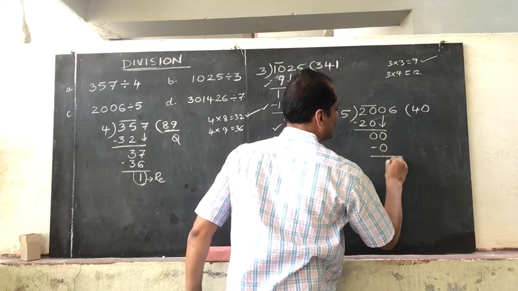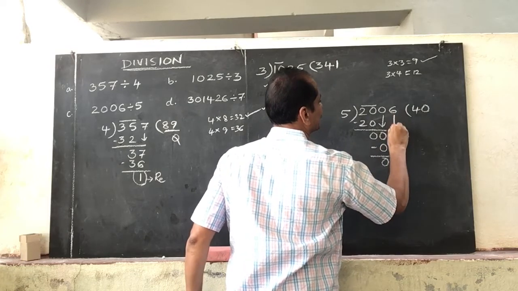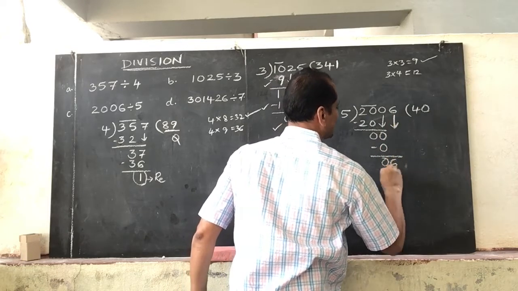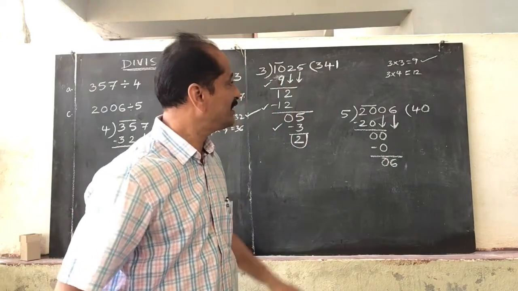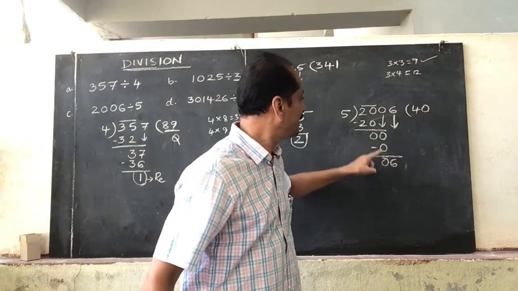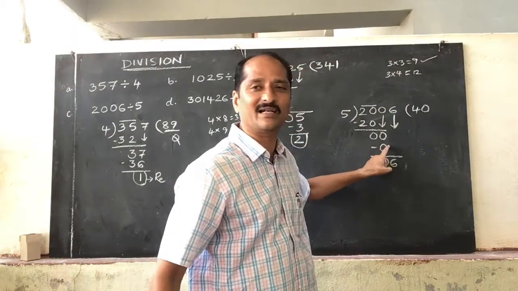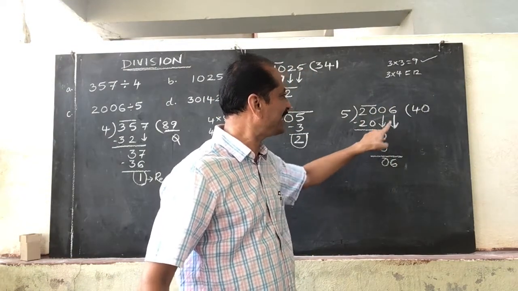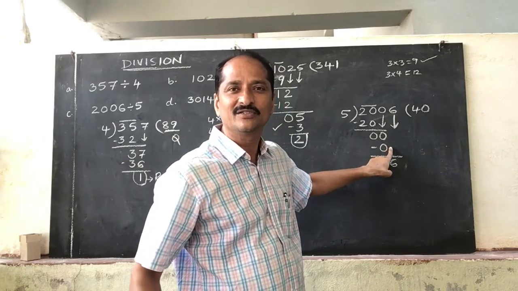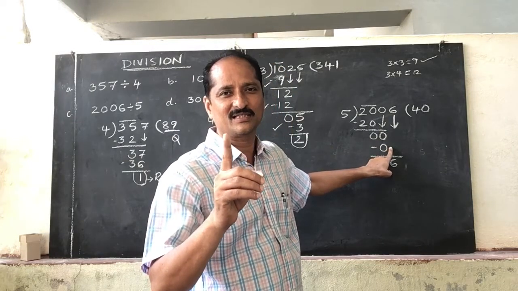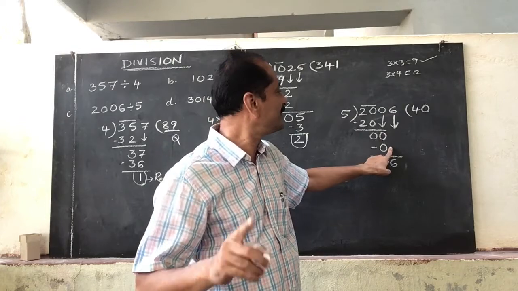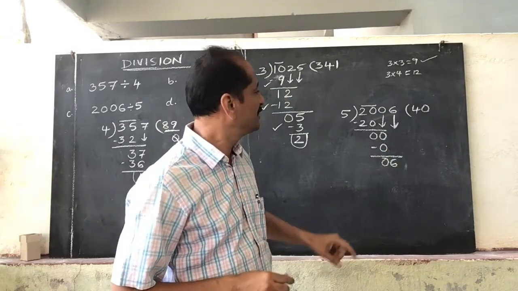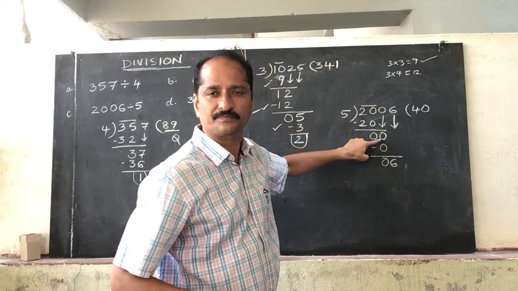Now 0 minus 0, 0. Now bring down the next digit. Or otherwise, sometimes, if you are placing 1 0 here, directly 6 you can bring down here also, without doing this divide step. So this is the important point you should remember. That means actually first you brought 0.